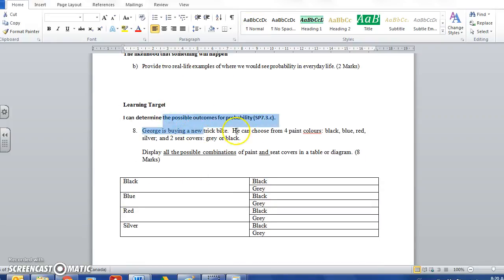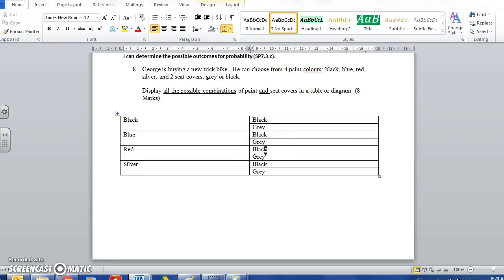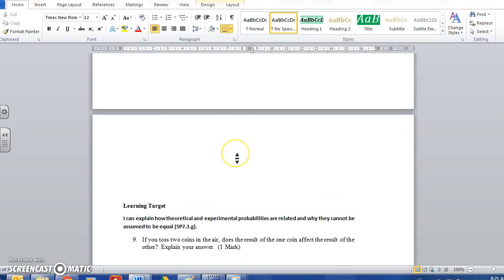You can determine outcomes for probability. George is buying a new bike. He gets 4 paint colors as well as 2 seat covers. So I've made a chart here that shows the color as well as the seat cover. So you can see I get a black bike with a black seat, a black bike with a gray seat, etc. And you can see here I have 1, 2, 3, 4, 5, 6, 7, 8 options in total. So you needed to have a diagram similar to this.